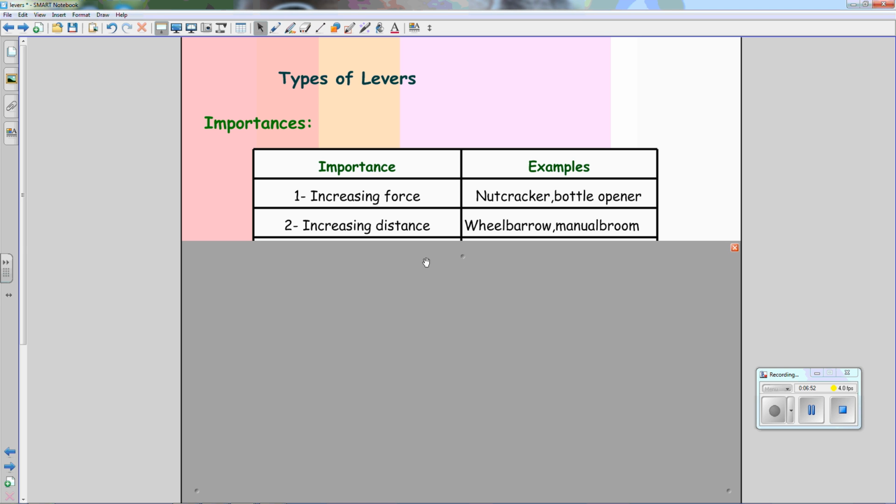Number 2, increasing the distance, like the wheelbarrow and the manual broom. The manual broom is used to increase the distance. Why do we use the manual broom to increase the distance? Because we exert a force for a small distance up and the body moves from down of the manual broom.